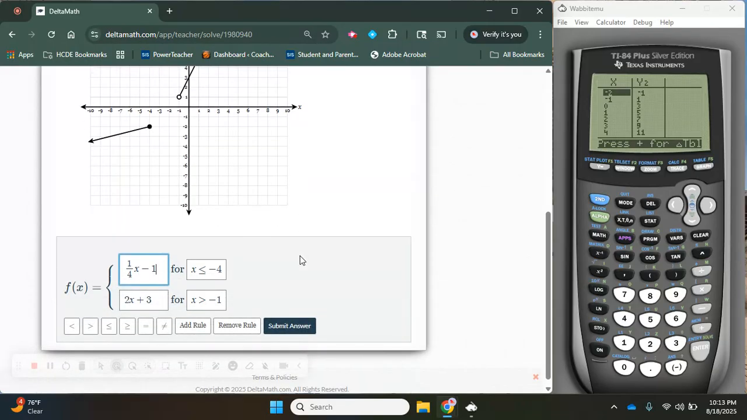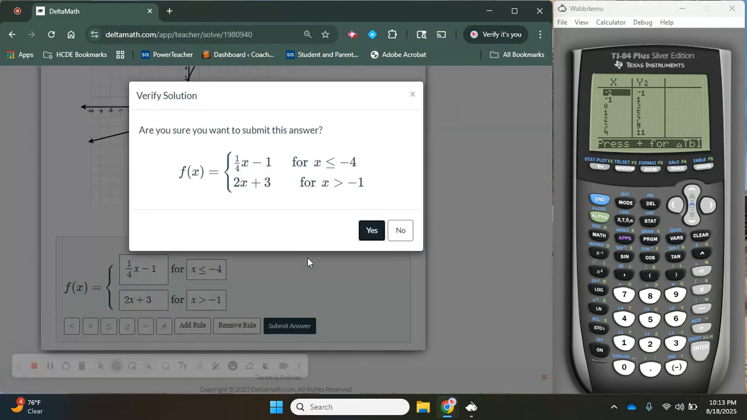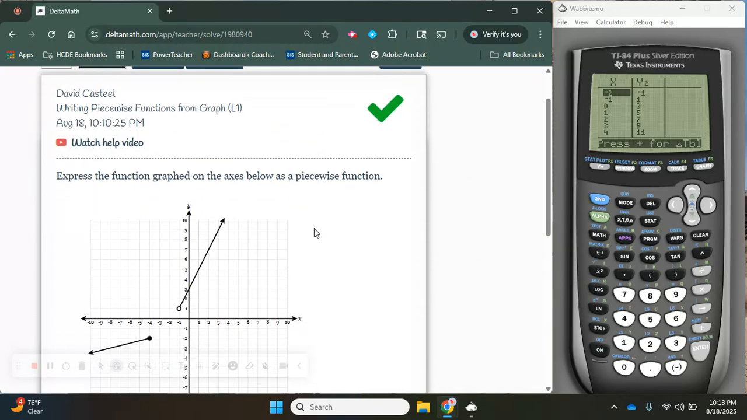I'm going to make a real brief check to make sure I used the right type of circles. Values less than -4, closed circle, check. Values greater than -1, open circle, check. So this is writing a piecewise function.